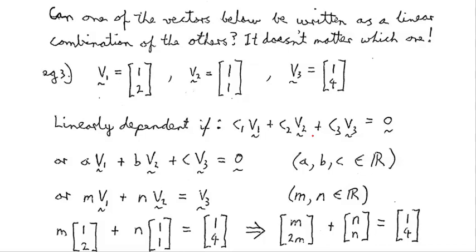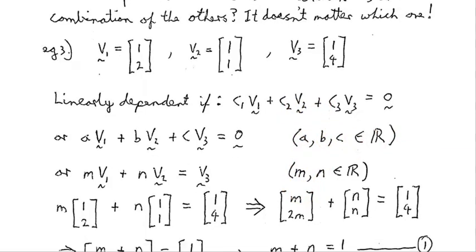Now another way we can write this is constant A times V1 plus constant B times V2 plus constant C times V3 is 0, where A, B, and C belong to the real numbers. Or we could say constant M times V1 plus N times V2 is equal to V3, where M and N belong to the reals. And that's what we're going to do, we're going to use that last condition there.